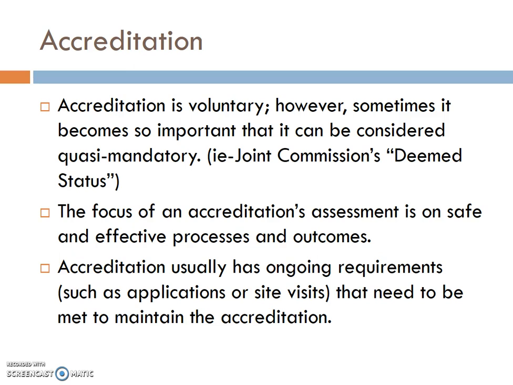What it does mean is if there's a problem, Joint Commission can definitely come back in and certainly give you a review as CMS. But what it means is if you pass it and you do everything you're supposed to be doing, you get the one review. We're going to spend a lot of time on the focus of an accreditation assessment, which is on safe and effective processes and outcomes. You're going to become very familiar with that. It has ongoing requirements, and we're going to break that down too when we're specifically beginning our Joint Commission discussion.